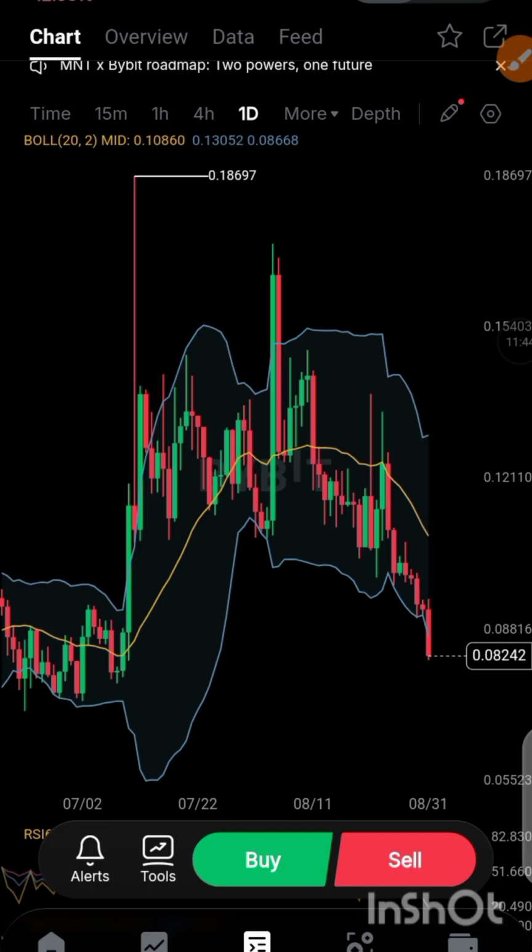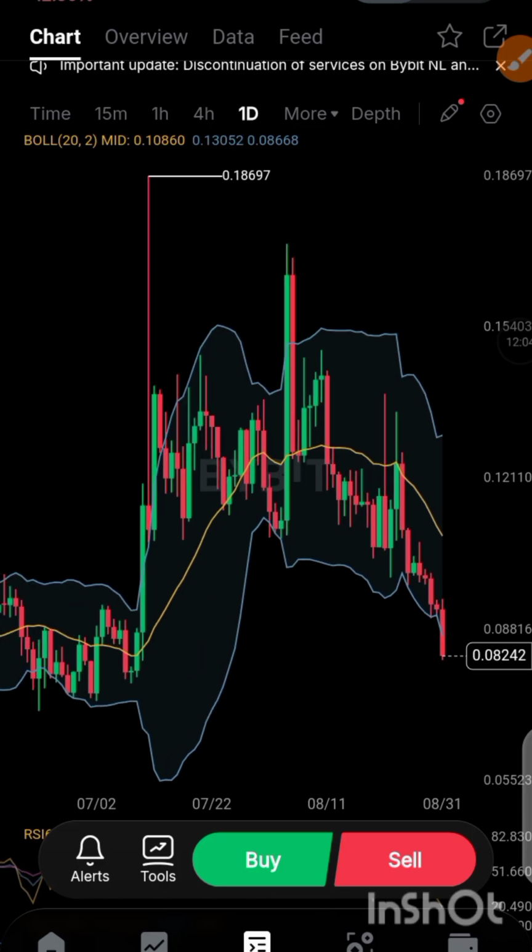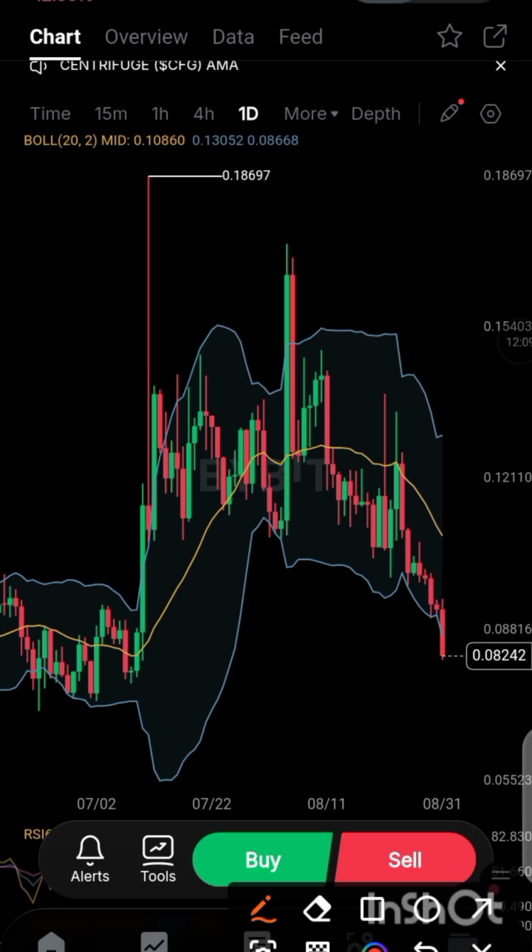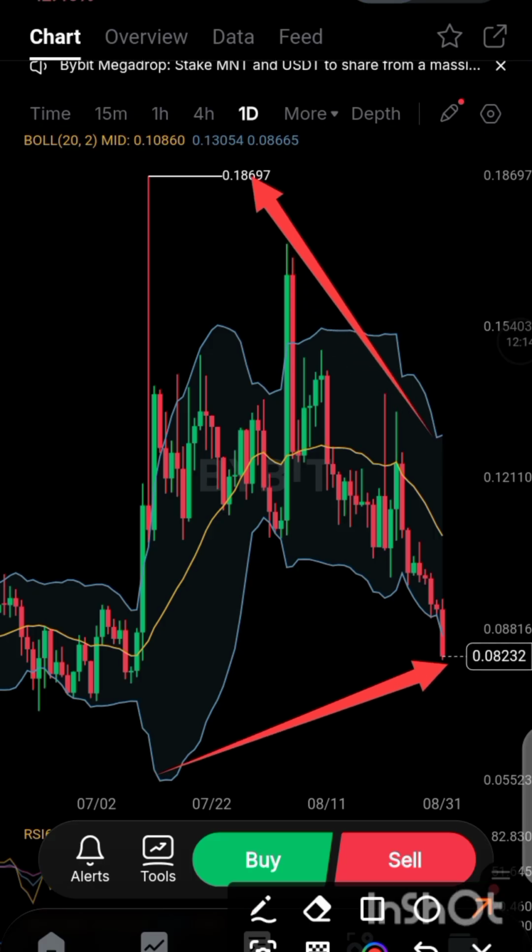That is the reason why you don't just buy random coins. If not, you lose money. It is only 20% of coins that end up becoming something good, so 80% are scams. Now you can see the same coin that went to 18 cents here has come down to 0.08 cents. Should I buy?